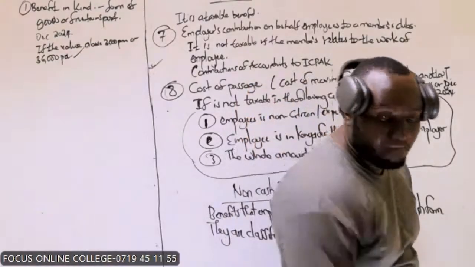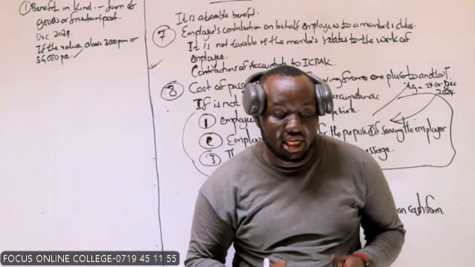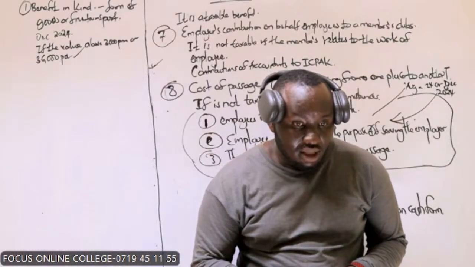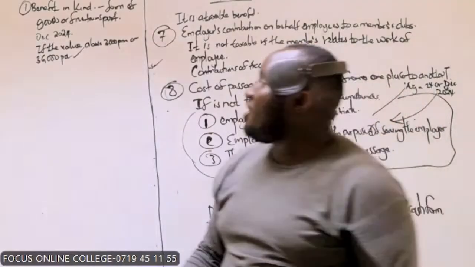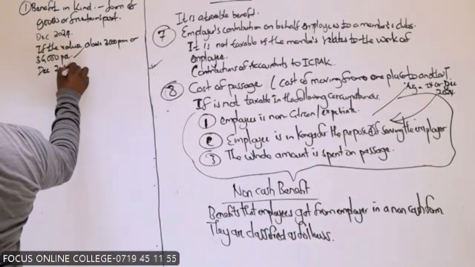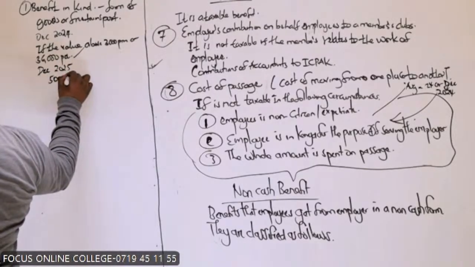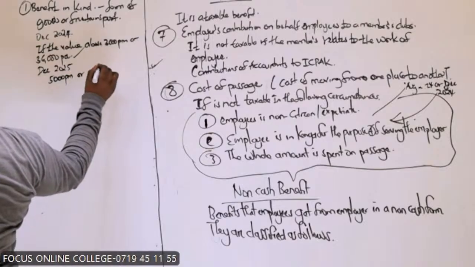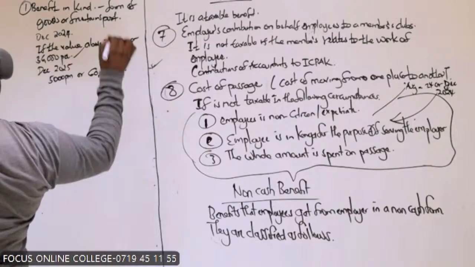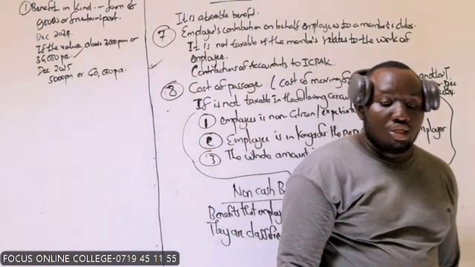However, from 2025, around December 2024, it changed to 5,000 per month or 60,000 per annum. Are we together?